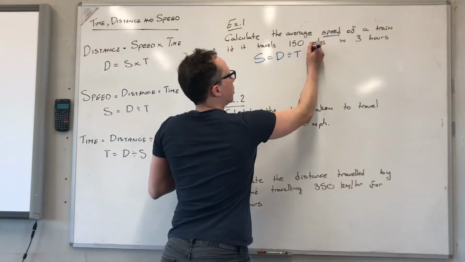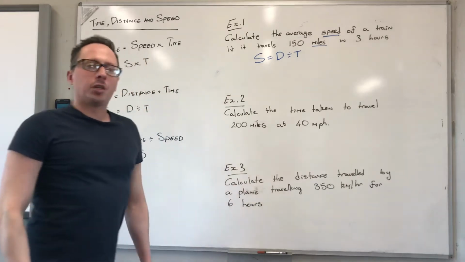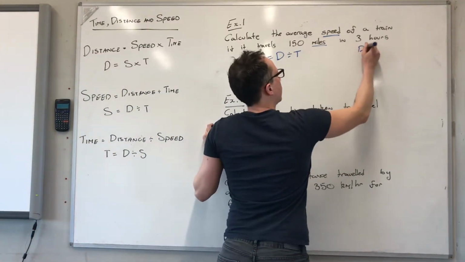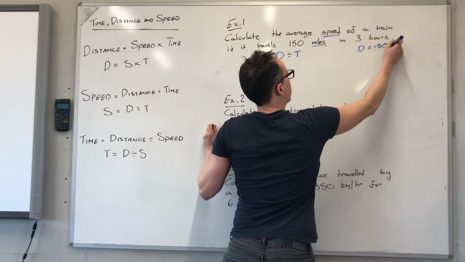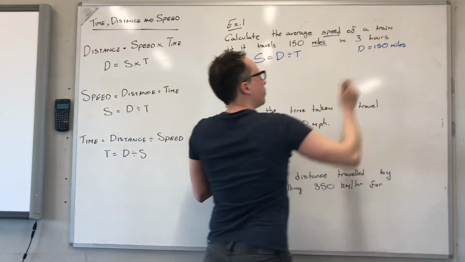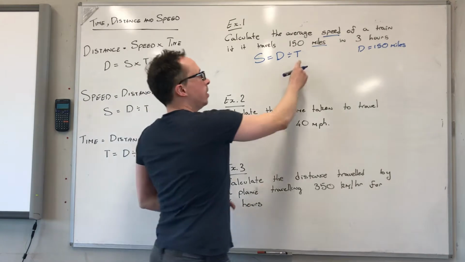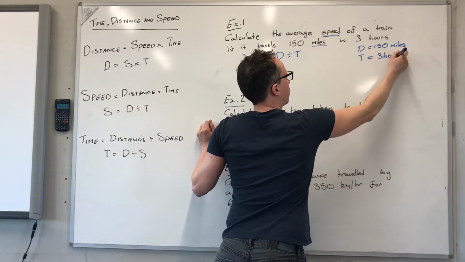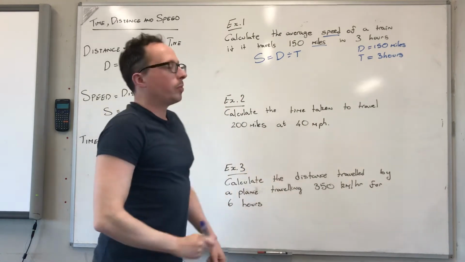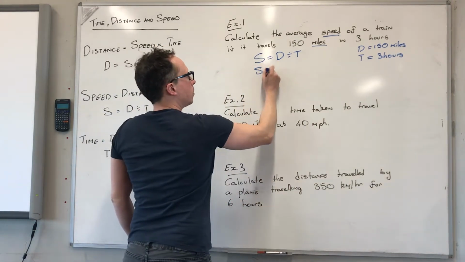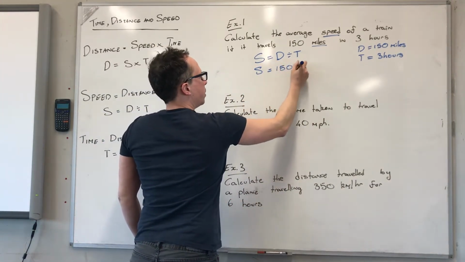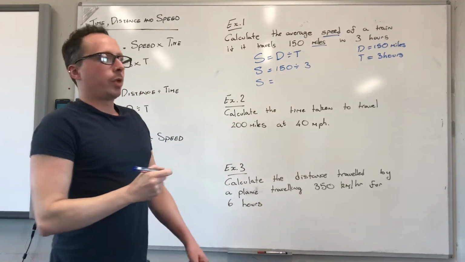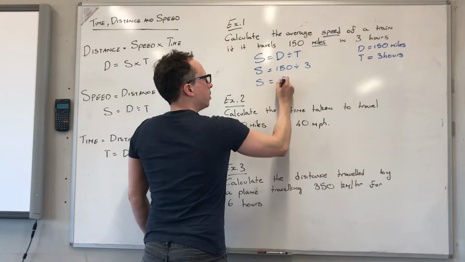And we can see here, miles is a unit of distance. So the distance is 150 miles, and the time must be 3 hours. And now we can just put them into the formula. 150 divided by 3, and 150 divided by 3 is 50.